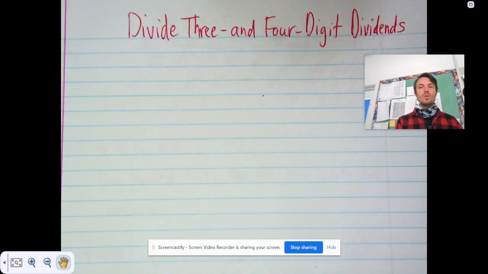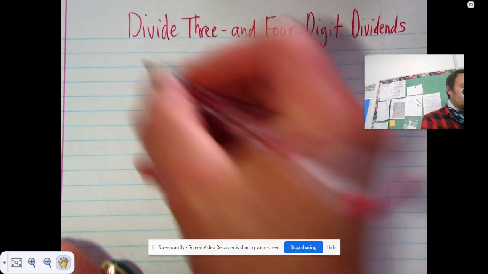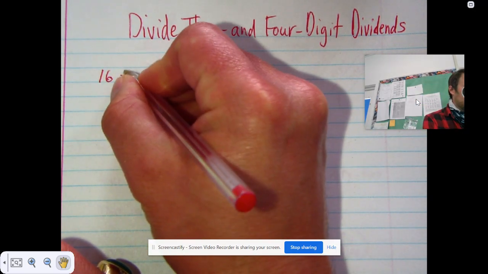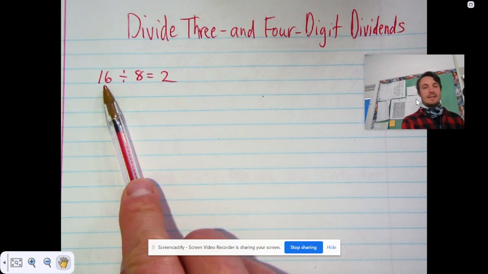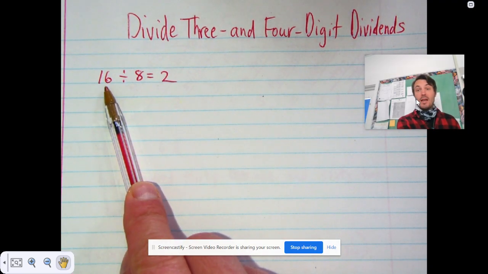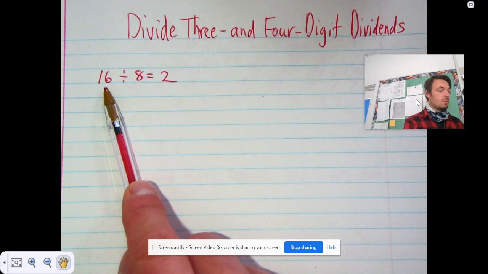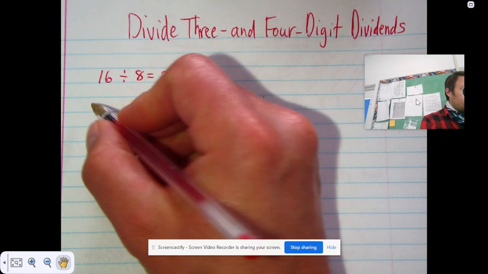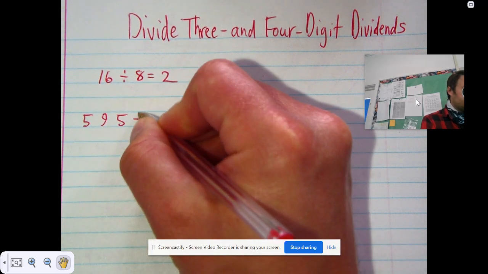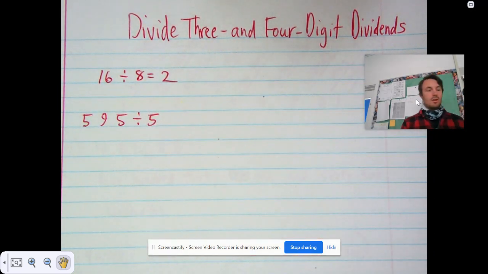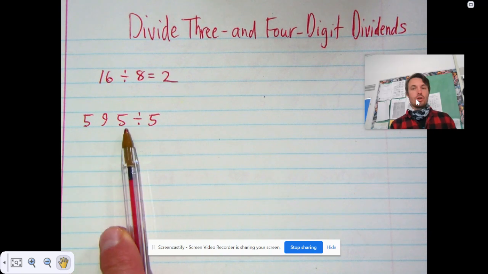So, what is a dividend? It's the number that you're dividing into. So in a situation like 16 divided by 8 equals 2, 16 is the dividend. But today we're looking at much larger dividends. We're looking at division problems like this: 595 divided by 5. So here we have a much larger dividend.